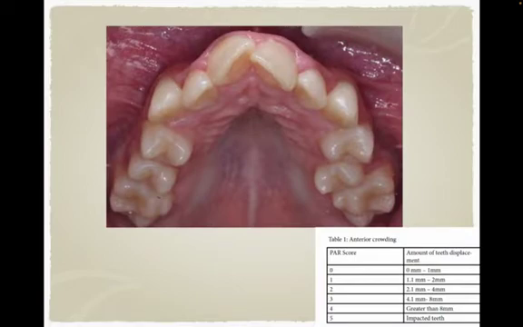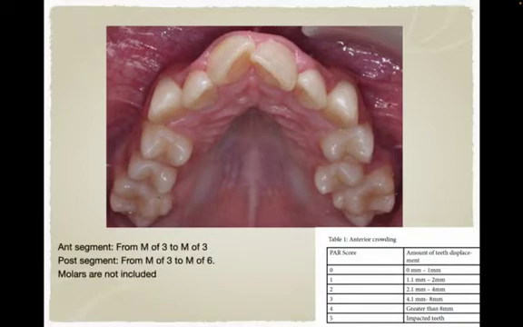So we are talking now about the upper labial segment, lower labial segment, upper buccal segments in the left and right, and lower in the left and right, without any occlusion, just looking at the segment. The labial segment is from the mesial of the 3 to the mesial of the 3, while the posterior segment is from the mesial of the 6 to the mesial of the 3. Take into consideration that the molars are not included.